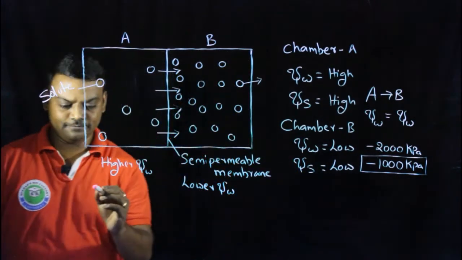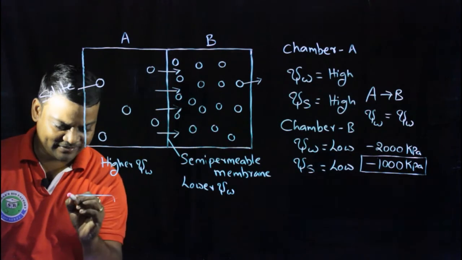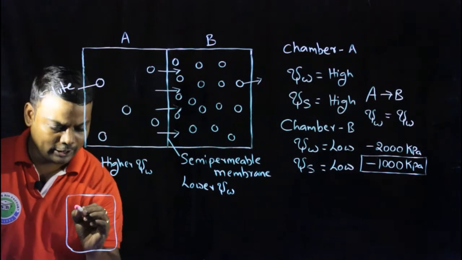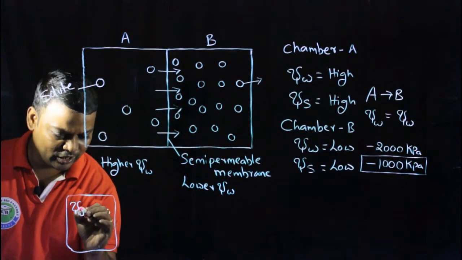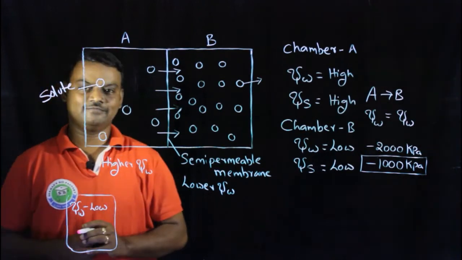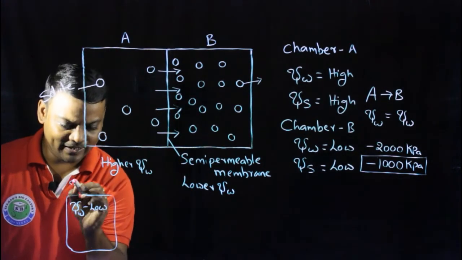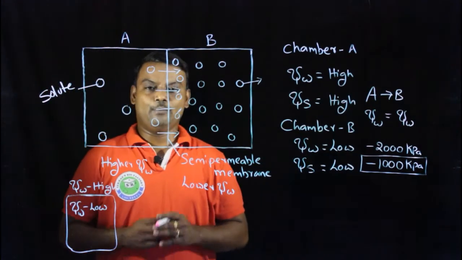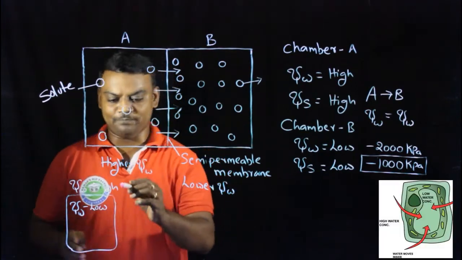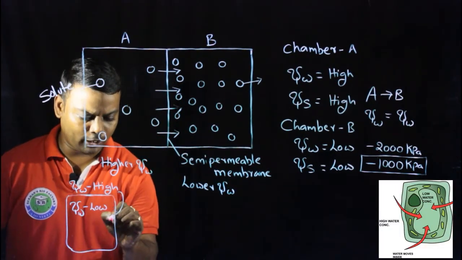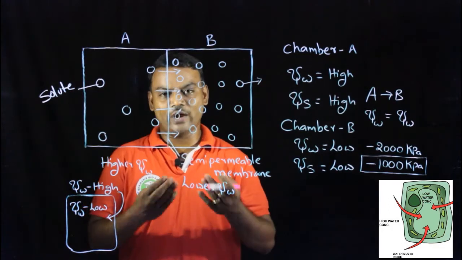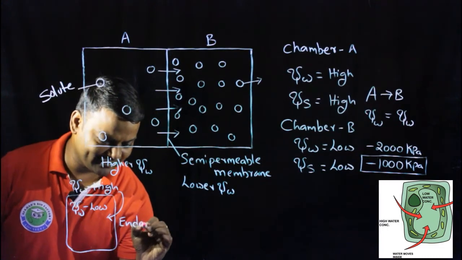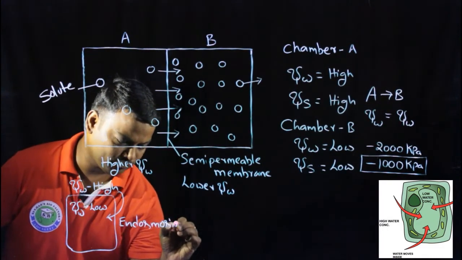So by taking one example, it is a living cell. In this living cell, if the water potential value is low inside the cell and the water potential value is high outside of the cell, in such condition, the movement of water always takes place from higher water potential to lower water potential. That means from outside to inside of the cell. Such type of osmosis is called endosmosis.